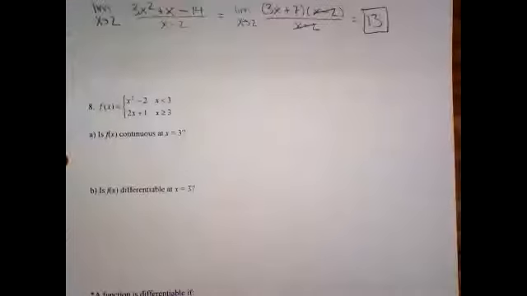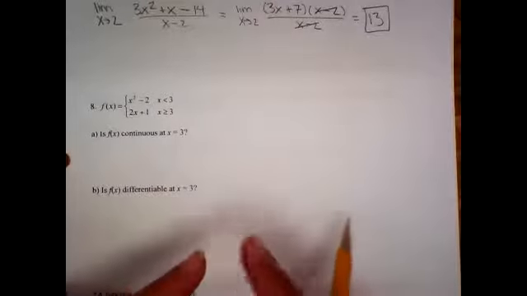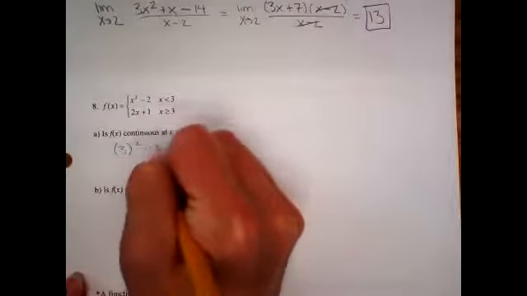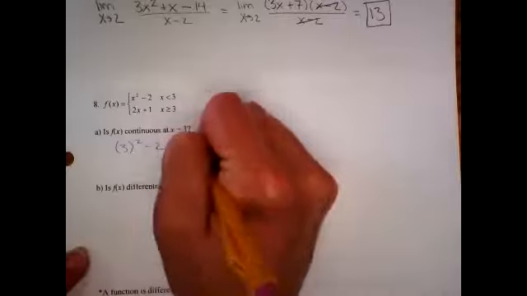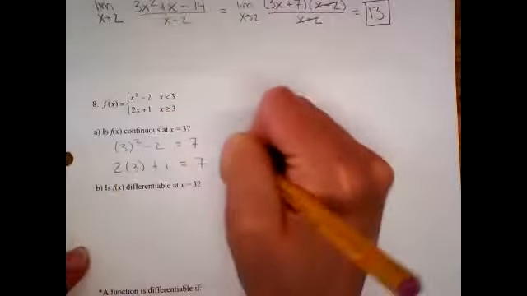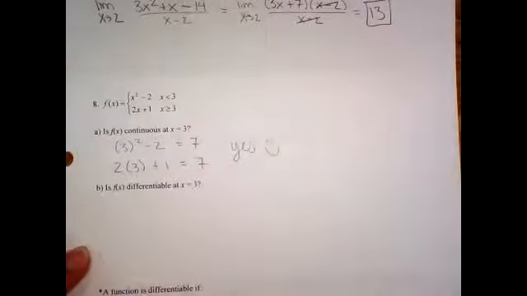So 8, I'm giving you a piecewise function. Is the function continuous at 3? All you need to check is, do the two pieces meet up at 3? So you're going to plug 3 into both of them and see if it comes out to the same thing. So if you plug 3 into the first piece of the function, what's that going to give you? Good, 7. And if you plug 3 into the second piece of the function, 7, hooray, it's continuous.